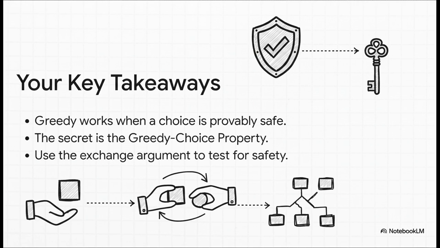So, after all that, what are the key takeaways you should remember? First off, greedy algorithms are amazing, but only when you can actually prove that making the immediate best choice is a safe move. That secret ingredient, the thing that makes it safe, is the greedy choice property. And the tool you use to test for it is that exchange argument we talked about. And hey, if you can't prove it, if the exchange argument doesn't work, that is a massive red flag. It's a sign that you probably need to bring out the big guns, like dynamic programming.